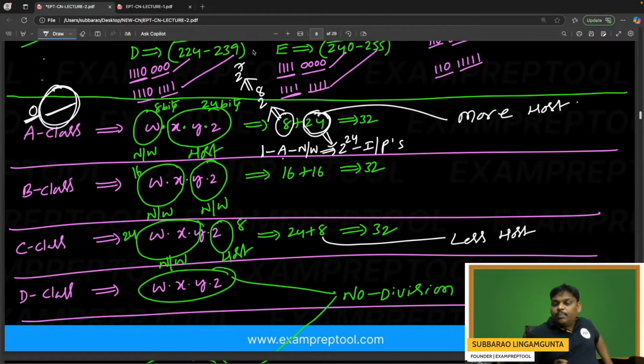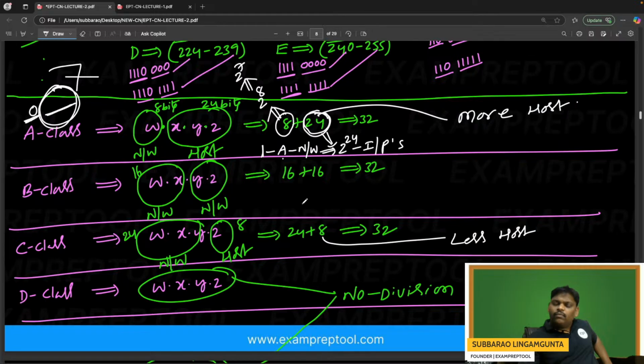People can ask you one question: class A, how many networks possible? 2 power 7 networks possible. Every network, how many IPs possible? 2 power 24, because 24 bits are for host. One network contains 2 power 24 IPs. How many networks possible? 2 power 7 networks, because 1 bit is fixed, so only 7 bits.